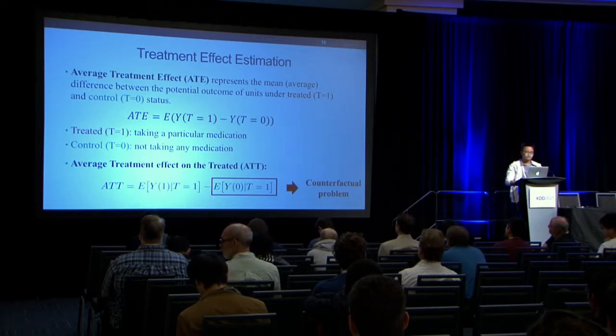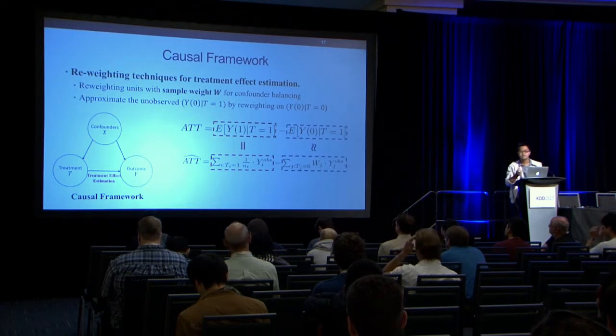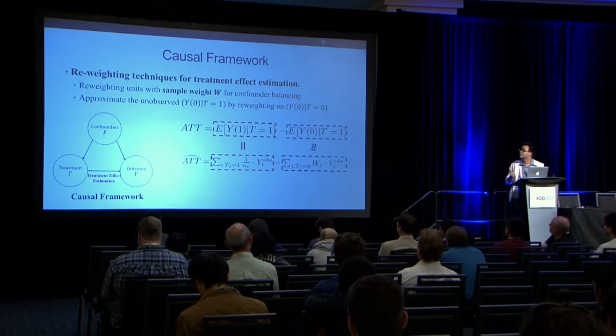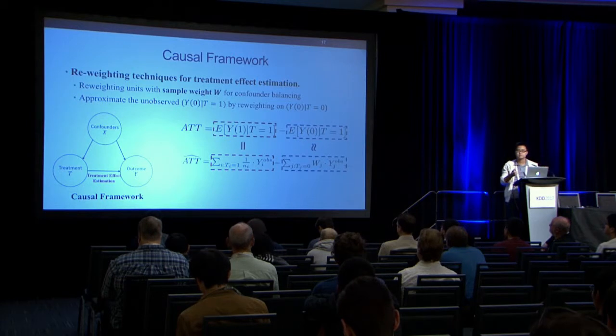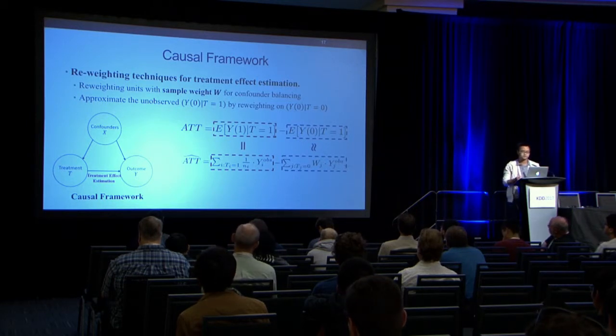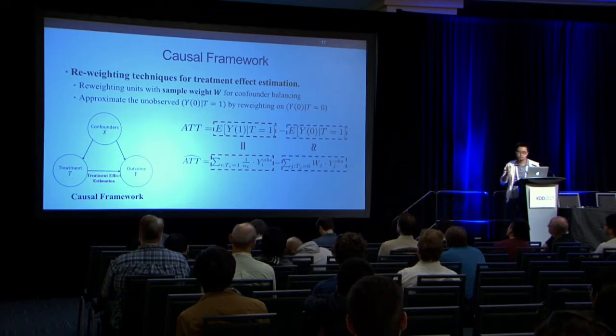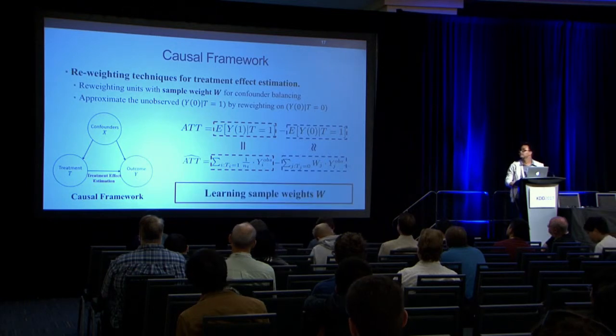So to solve this counterfactual problem, and considering the feature dependence in the causal framework, we propose the weighting technique for treatment effect estimation by reweighting the units with the sample weight W, which helps us to make the confounder balance between treated and control groups. Then we can approximate the treatment effect by comparing their average outcome after sample weighting. So the key technical point is to learn the sample weight W.